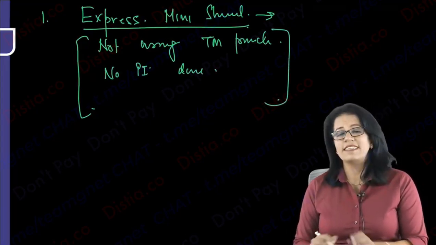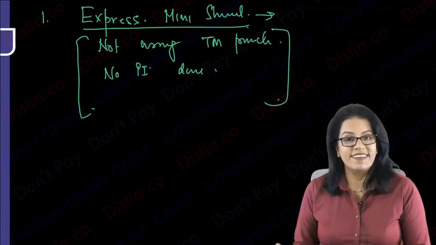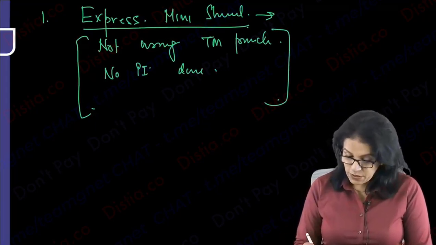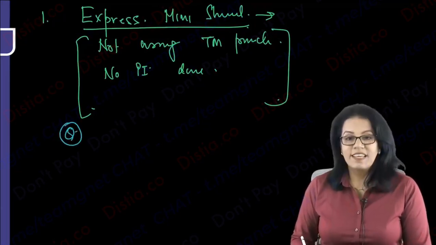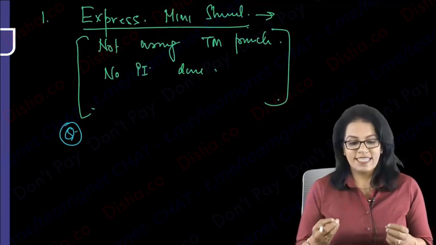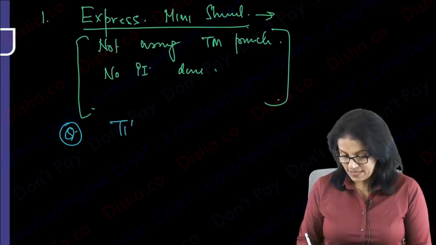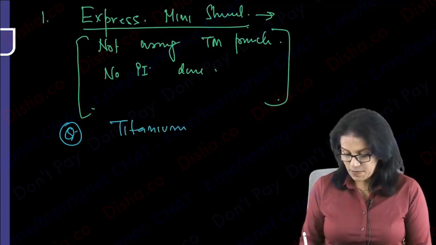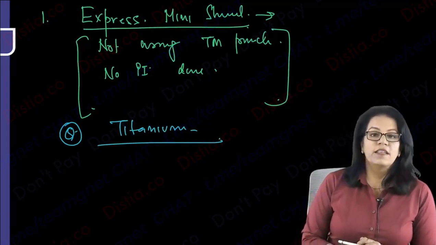Anyway, if you don't want to remember this, it's okay. These were some extra points. Please remember Express mini shunt or Express implant. Now, there was a question here for you all. What is it made up of? Many places it is written stainless steel, but I think the new edition of Kanski says titanium. So we will learn titanium. It is made up of titanium.